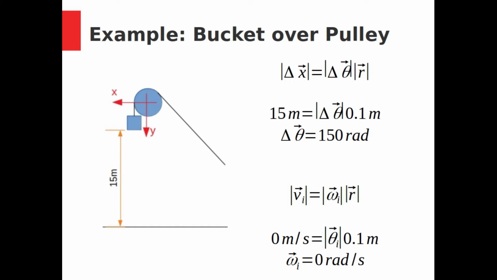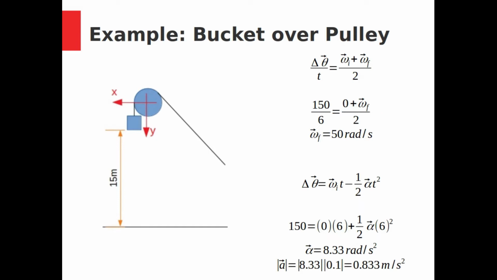Likewise, the initial velocity of the bucket can be related to the initial angular velocity of the pulley wheel. Since the bucket was standing still, the initial angular velocity of the pulley wheel is 0. We're looking for the final angular velocity, omega f. The only toolbox equation that relates the angular displacement, initial and final angular velocities, and time is the third one, which we have reproduced here. Plug everything in, and we get omega f is equal to 50 radians per second.